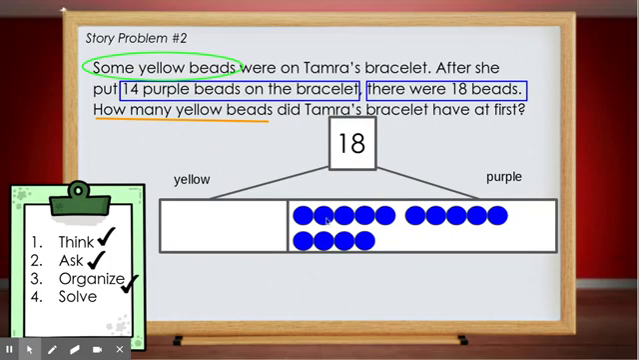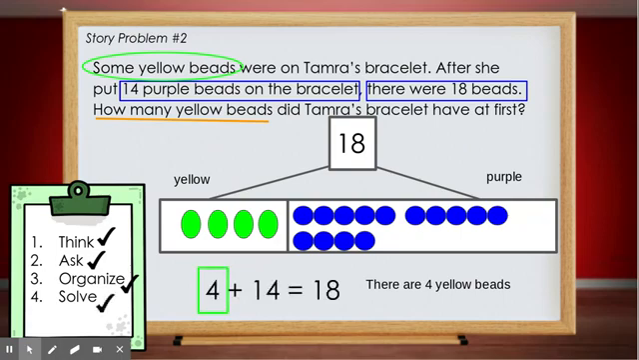Starting with 14, counting on: 14, 15, 16, 17, 18. 18 beads. How many yellow beads did we find? Yes, there are 4 yellow beads. Now that we solved it, let's match it with a number sentence. 4 plus 14, 4 yellow beads plus 14 purple beads equals 18 beads. And yes, we boxed the yellow, which is the number 4, to show that that's what we solved for.